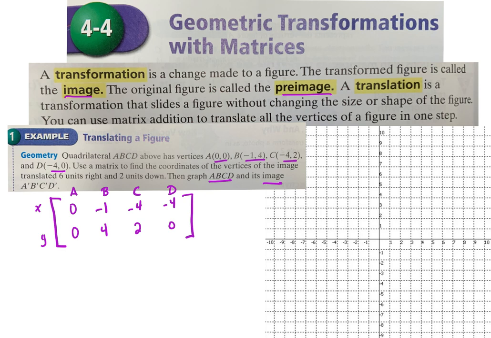So if they want to move it 6 units right, is that going to be an X or a Y movement? X. Is it going to be a positive or a negative movement? Positive. So in my X row, I am going to have positive 6s. Sorry, not 4s. 6s. Helps to write the right number. 2 units down, X or Y movement? Positive or negative?